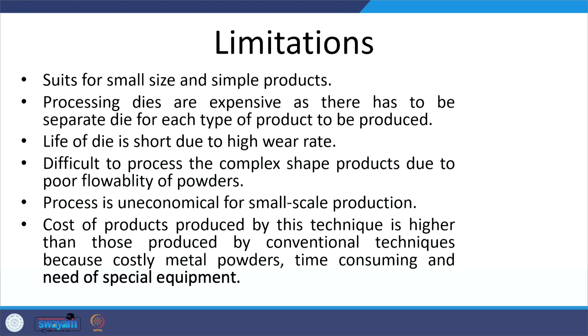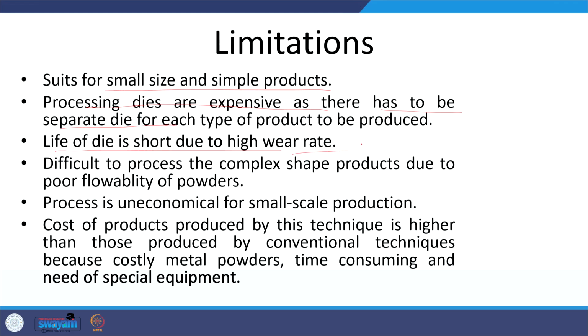But there are a lot of limitations also. It suits small size components because of the requirement of the vacuum chamber at a higher temperature, and the high capacity presses. These two things actually limit the maximum size of the product that can be made by the powder metallurgy route. The dies are expensive and the die life is also limited. So, the dies are expensive as there has to be a unique die or separate die for each product. Life of the die is limited because the die has to perform at a higher temperature.